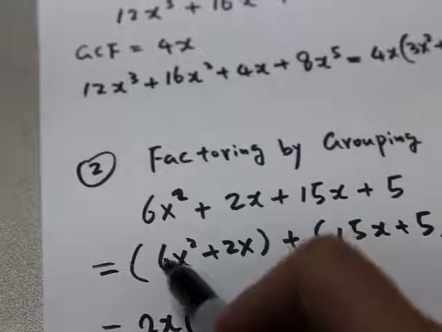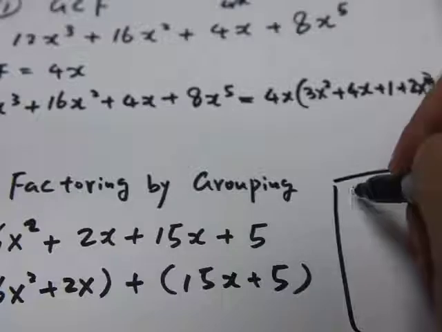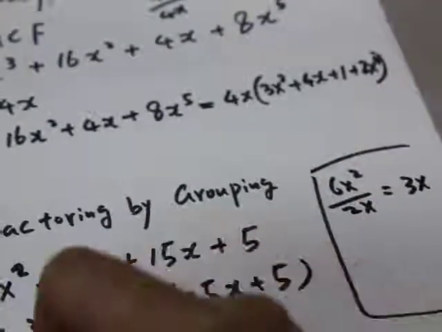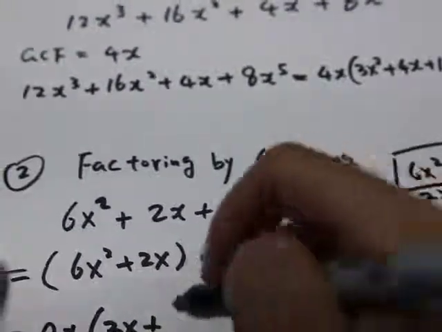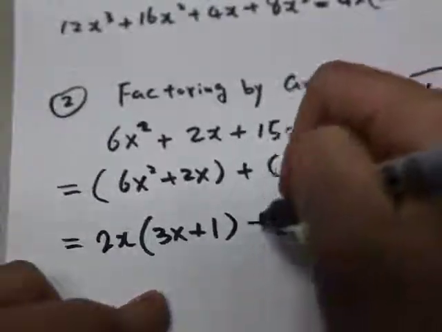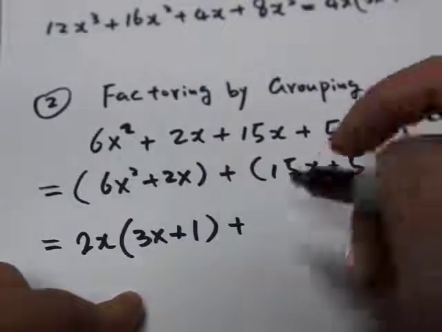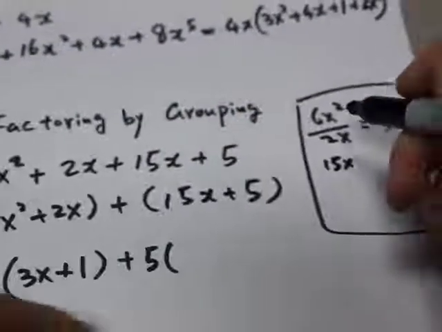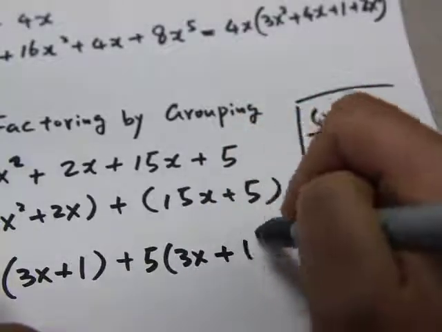And then 6x squared divided by 2x is 3x. So we have 3x. And 2x divided by 2x is 1. And between 15x and 5, the greatest common factor is 5. So factor out 5. And 15x divided by 5 is 3x. And 5 divided by 5 is 1.